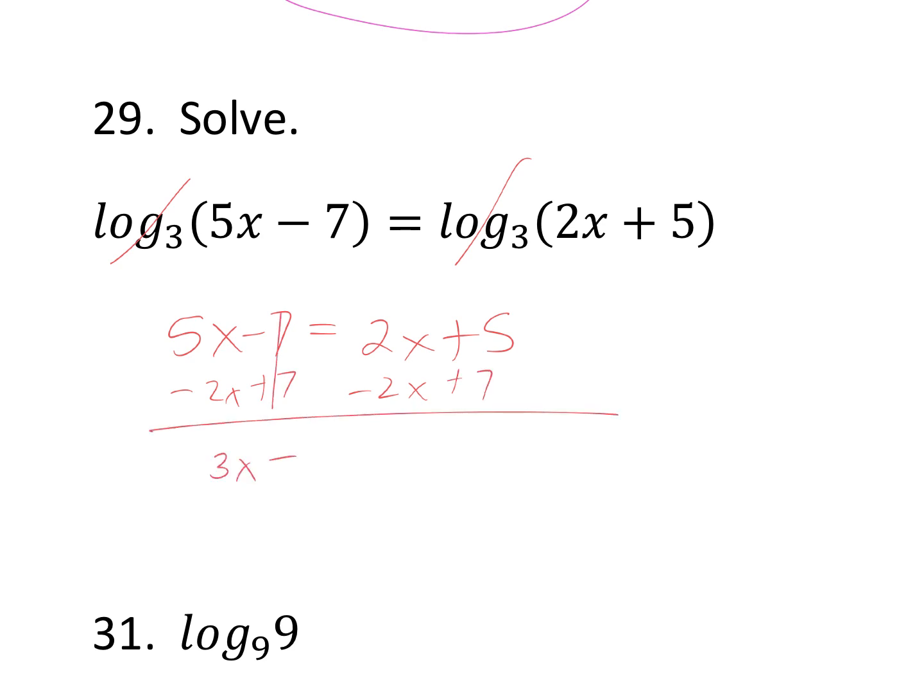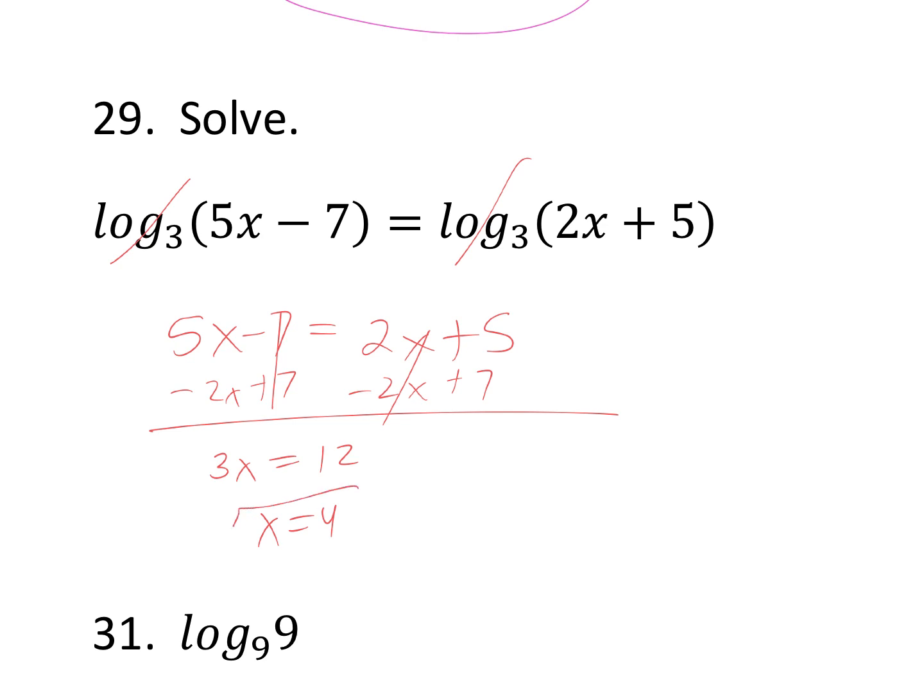So 3x equals 12, x equals 4. What do I need to do with 4 to make sure that that is a valid solution? Make sure I have to plug it in, but make sure what, Soph? That you don't get 0 in your parentheses. Not 0. You don't want what kind of a number?